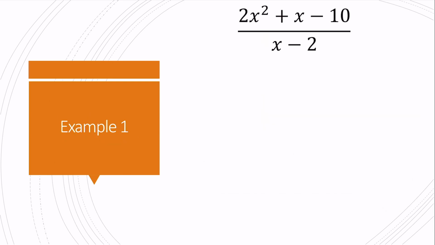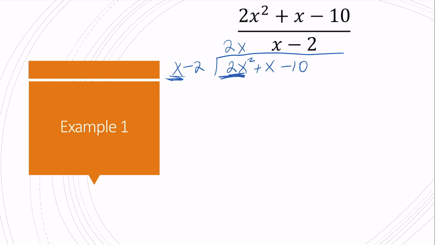So first example, I've got 2x squared plus x minus 10 divided by x minus 2. So the first thing I do is I make sure all my terms are in order of power from largest to smallest, which they are. And I look at my first term of my divisor and my dividend, and I say, okay, what do I multiply x by to make it look like 2x squared? Well, that's 2x. 2x times x gives me 2x squared. 2x times negative 2 gives me a negative 4x.